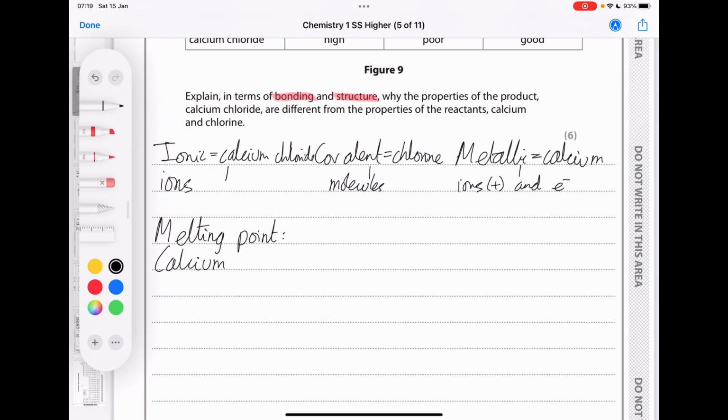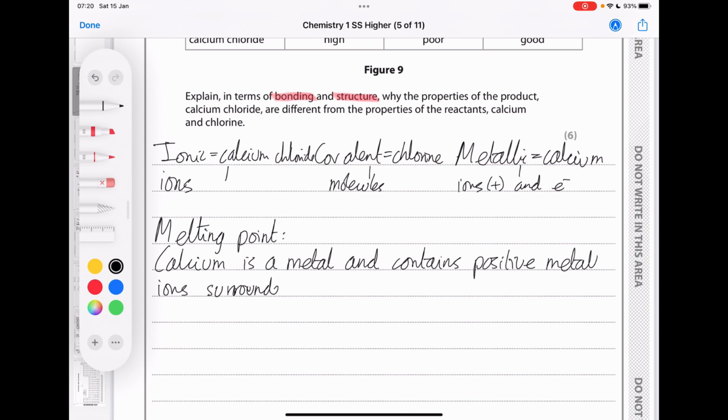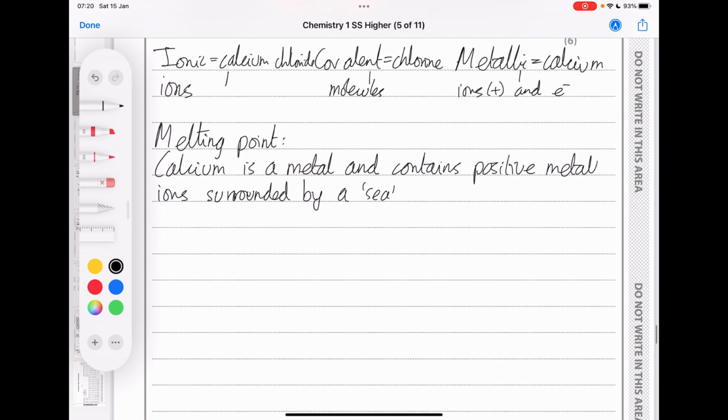We should have said calcium is a metal and contains positive metal ions surrounded by a sea of delocalized electrons. So that is my statement.